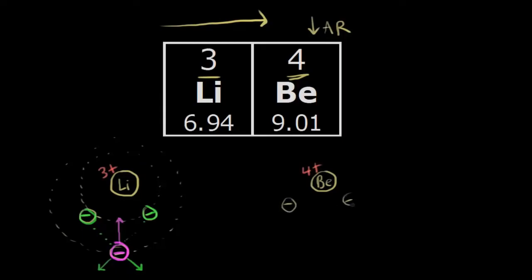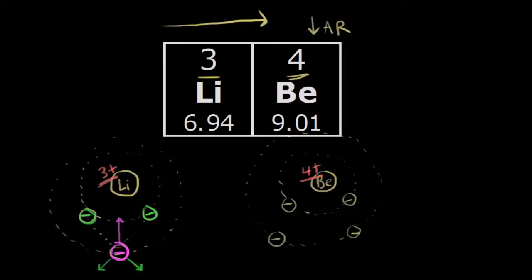So I'll go ahead and put in the 2 electrons in my inner orbital, in our first energy level, and then we have 2 electrons in our outer orbital, or our second energy level. And so again, this is just a rough approximation for an idea of what beryllium might look like. And so when we think about what's happening, we're moving from a charge of 3 plus with lithium to a charge of 4 plus with beryllium. And the more positive your charge is, the more it's going to attract those outer electrons.